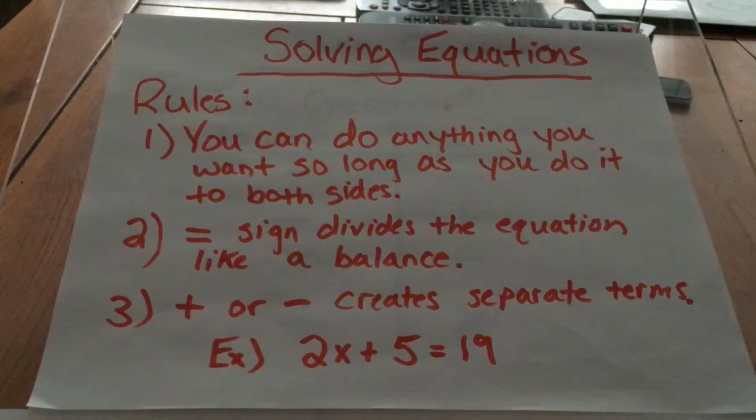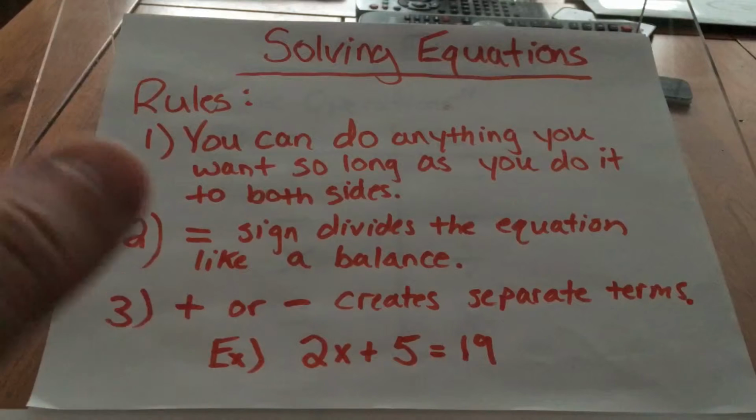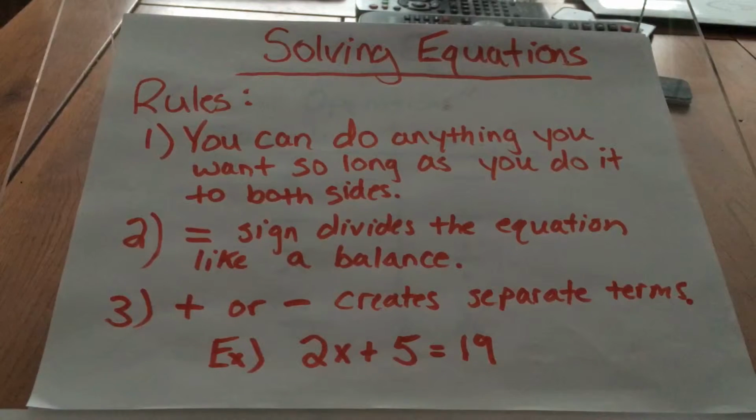do anything you want to that equation so long as you do it to both sides. What you need to try to think of an equation as is more like a balance. All right, you're putting one expression on one side of the equal sign and then you're putting another expression on the other side of the equal sign. So when you do something to one side, it sort of throws the equation out of balance, and you have to do the same thing to the other side to bring it back into balance.